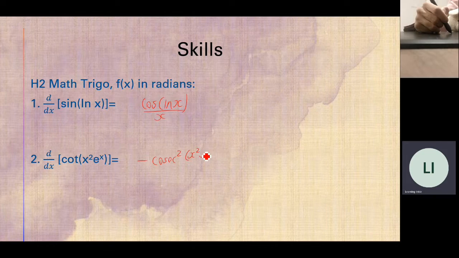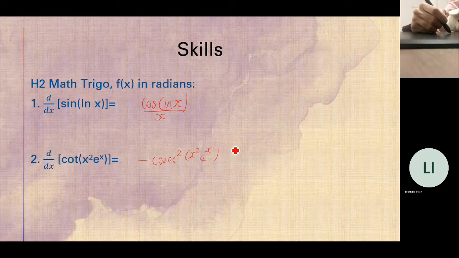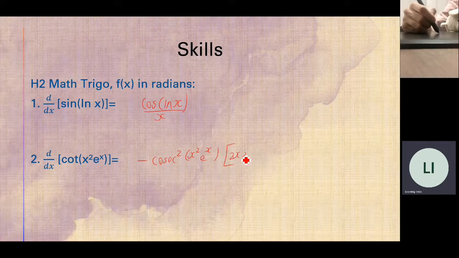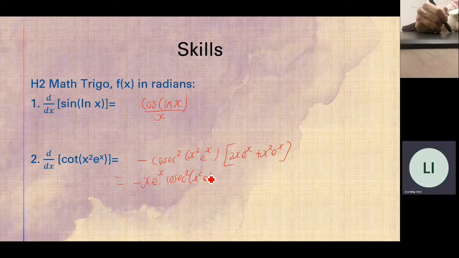Now, differentiate inside, which is the product rule, right? First term, differentiate first, so 2x e^x. Next term, differentiating e^x gives us the same term, so x squared e^x. Simplify this, so we can factorize out x e^x, giving minus x e^x cosecant squared of (x squared e^x) times (2 plus x). Okay, moving on to degrees.